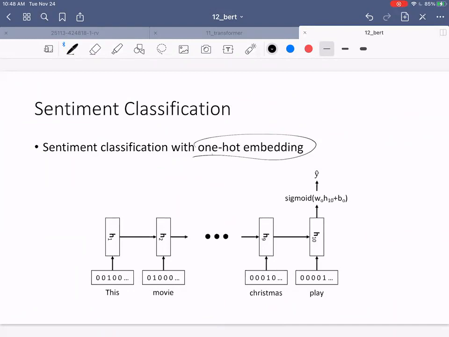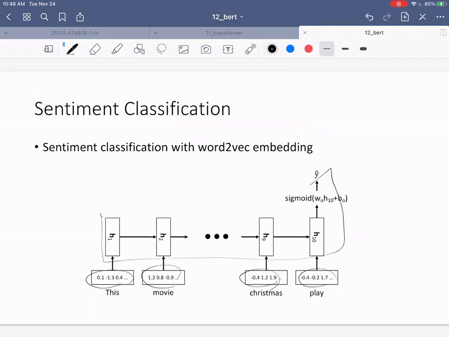So if it's a one-hot embedding, then you have this lookup of word embeddings that looks like this, which would be the simplest case. If you use a word2vec embedding, you have already trained word2vec embeddings for all the words in your dictionary, and then you simply reuse it or plug it into your sentiment classifier. For example, you can retrieve a word2vec representation of this, of movie, of Christmas, of play, and then you simply plug it into your LSTM. Not fine-tune, you actually train your LSTM based on these word2vec embeddings. So the only thing that is being trained is all here.